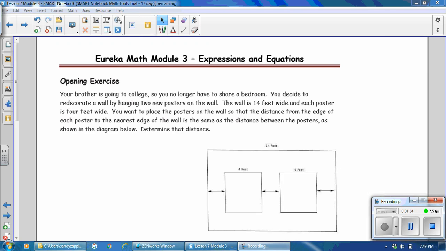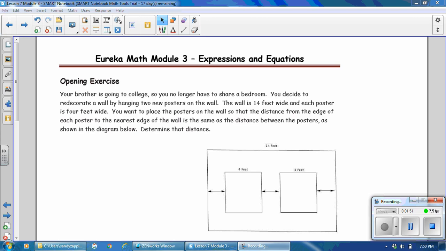Pause the video to complete the opening exercise. After you have completed the top half of the page, resume the video to check your solution. The goal for this lesson is to learn how to build expressions and then write equations from those expressions.